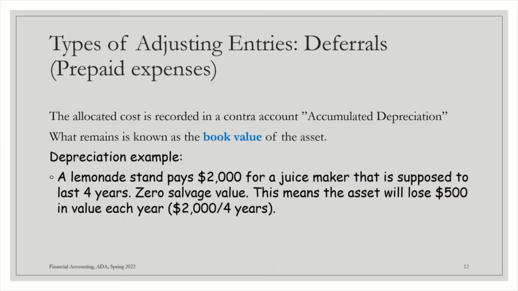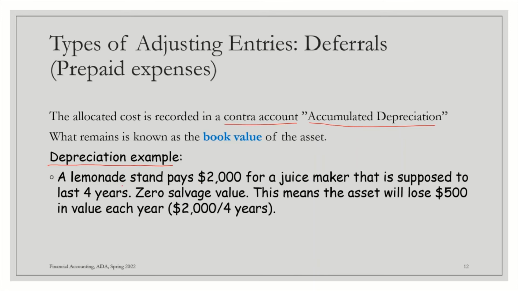The next example is a depreciation example. Although we've done it in the earlier weeks, we still haven't done it in the shape of entries to the debit and credit. So we will look at that. Now, accumulated depreciation is that contra account that comes in handy to help us record the depreciation allocation of the cost of that asset.